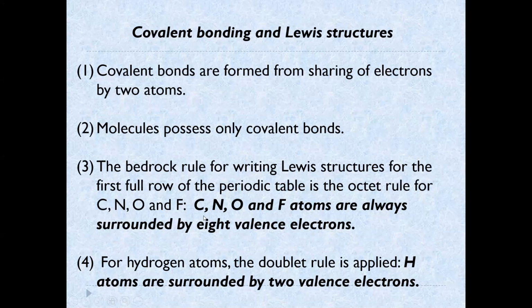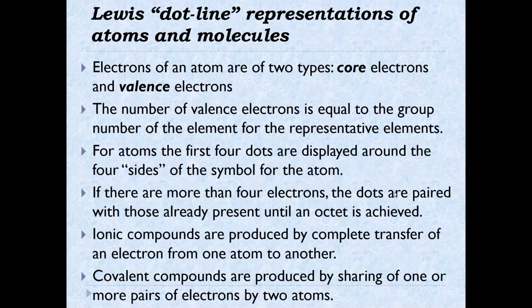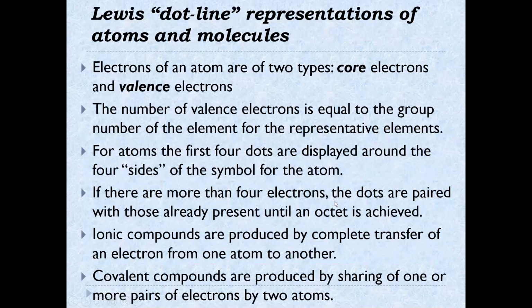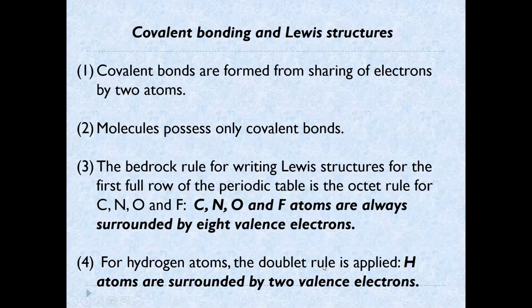whereby you have your carbon, nitrogen, and oxygen. Carbon, nitrogen, and oxygen are usually surrounded by 8 valence electrons. So you can see now that in our previous slides, carbon, nitrogen, and oxygen, you can see the number of electrons that surround them. So we use that. But for hydrogen, hydrogen cannot form an octet.